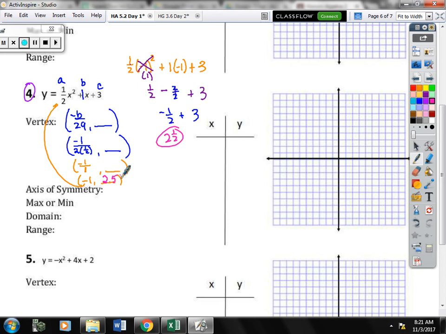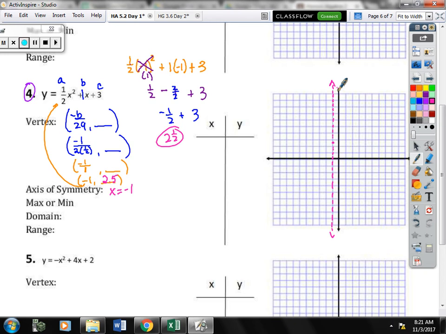Okay, so our vertex this time is falling on a decimal. That can happen. Axis of symmetry, again, is going to be x equals whatever the x value of the vertex is. So x equals -1. So let's go ahead and plot that. So -1, 2.5. And the axis of symmetry this time is this one.